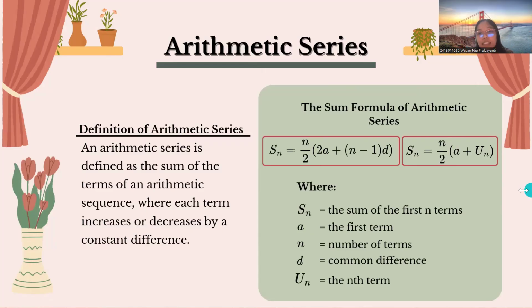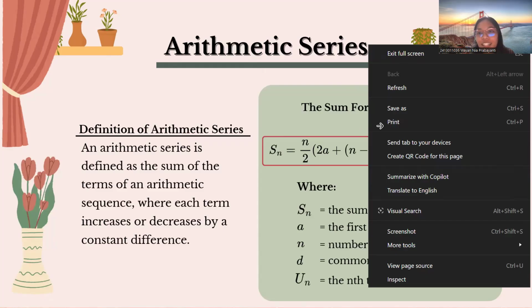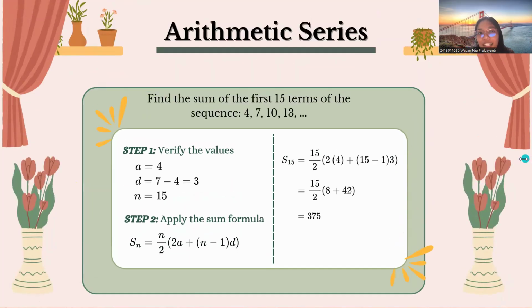If you don't know the u sub n, or the nth term, you can find it using the arithmetic sequence formula that we already learned earlier. So let's move to the next example.